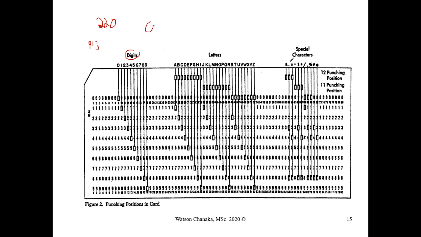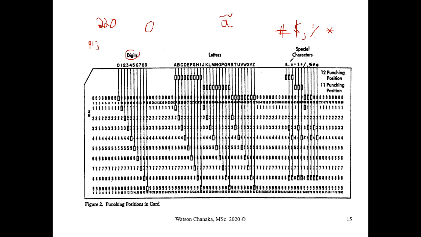So that hole or that punched part of the card could represent a number, or it could represent letters from A to Z, or it could represent special characters. We're talking about the ampersand sign, the hash sign, the dollar sign, the comma, the percentage sign, the star. All these are the symbols we are referring to. So these are special characters. It could not support, for example, in Portuguese, these letters. We'll talk about them later.